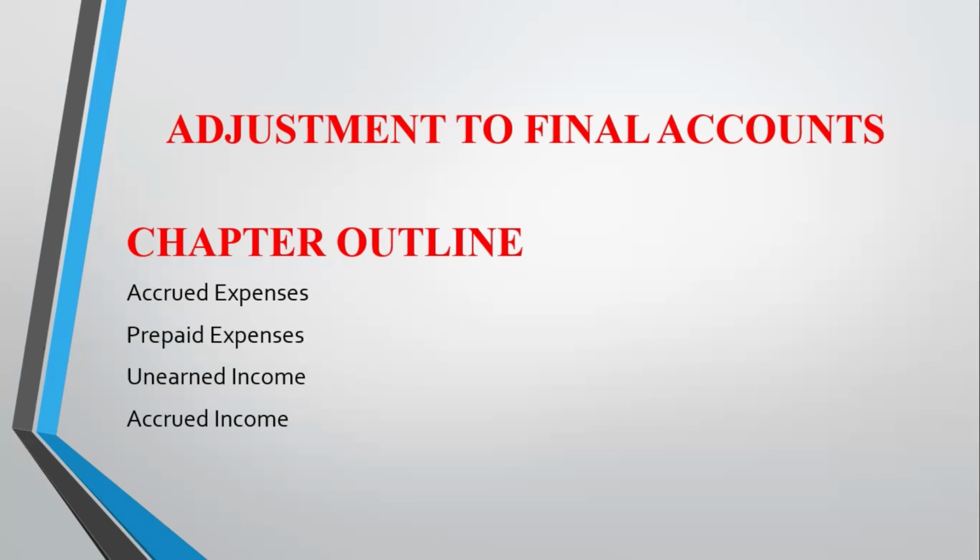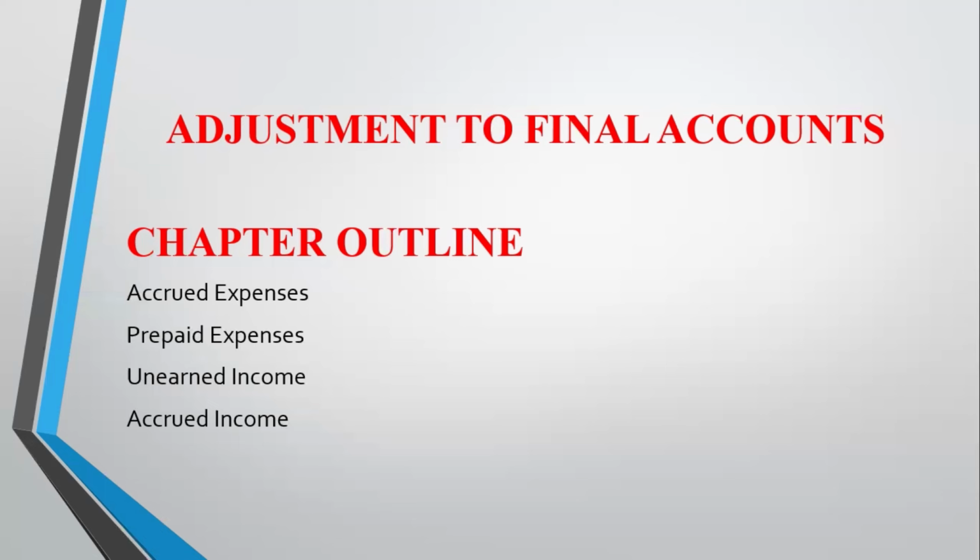If we have expenses owing and the expenses have not been paid yet, we still have to adjust it to that particular year. That is the adjustment that we are talking about. This is not the only adjustment, but for this particular video, we're going to talk about these four adjustments: the accrued expenses, prepaid expenses, unearned income, and accrued income. That is what we are going to talk about.